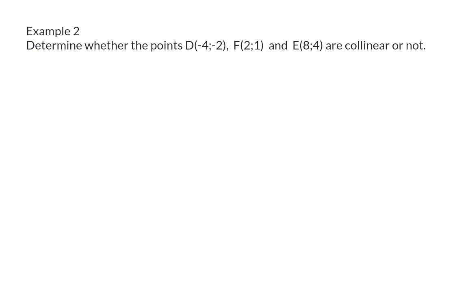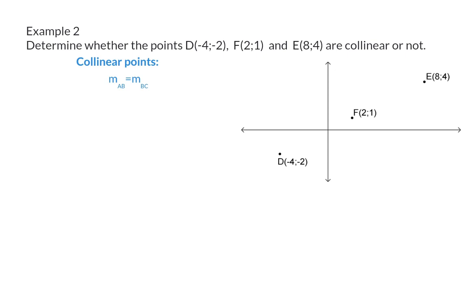Example 2. Determine whether the points D, E, and F are collinear or not. In analytical geometry, it helps if you get a rough sketch in mind, if no sketch is given. We already know that collinear points will have the same gradient between any two of these points. So we now have the choice of determining the gradient between D and F, that between F and E, and even the gradient between D and E, and compare them. If two of these gradients are the same, the points will be collinear.